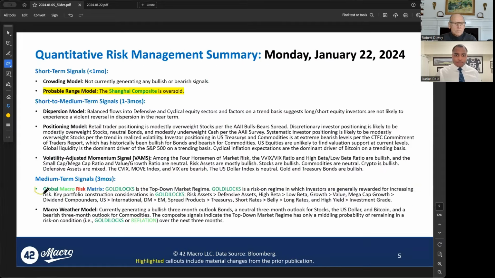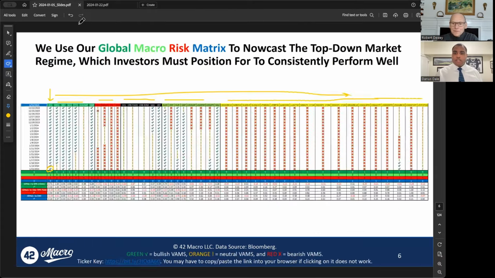Well, think about the key portfolio considerations in that particular regime. Risk assets tend to outperform defensive assets. High beta tends to outperform low beta as a factor. Growth tends to outperform value as a factor. Mega cap growth tends to outperform dividend compounders as a factor. U.S. stocks tend to outperform international stocks. Developed market stocks tend to outperform EM stocks. Spread products typically outperform treasuries in the fixed income market. Short rates typically outperform the belly, which typically outperform long rates. And then high yield typically outperforms investment grade. So that's how we think about market risk currently.